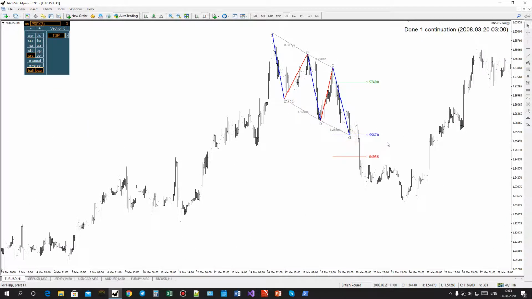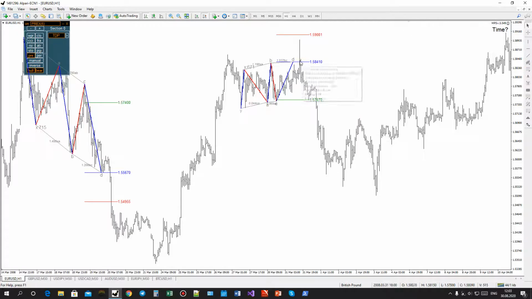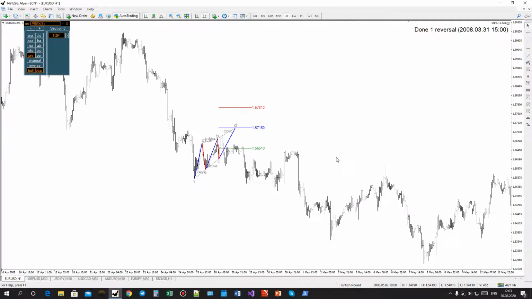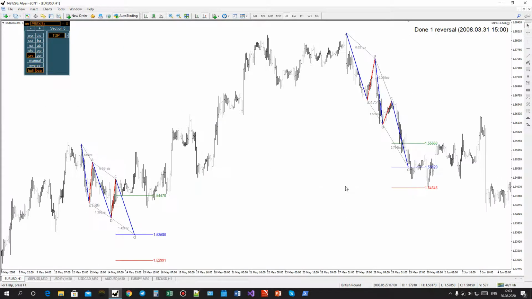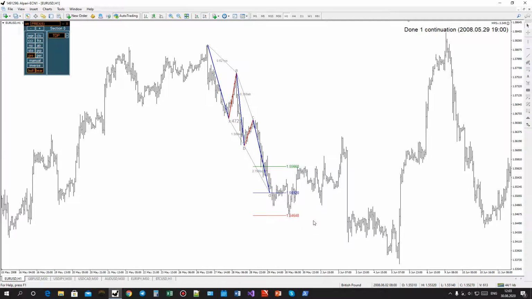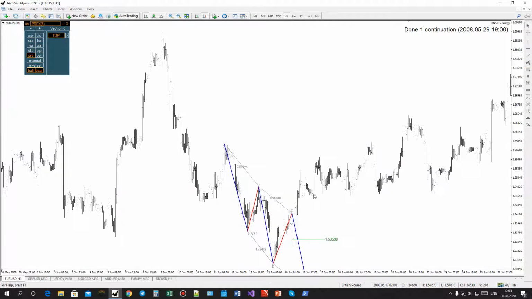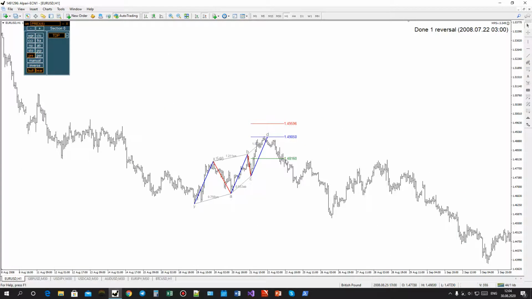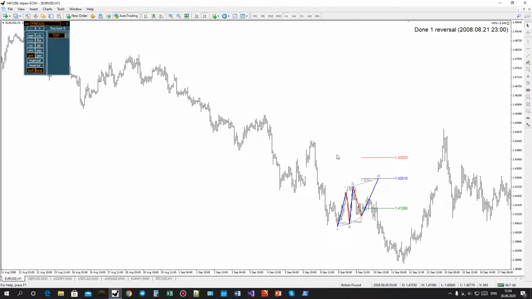It's very important to have invalidated patterns, potential patterns, staying on the chart. This way you can see how often price invalidates the pattern, how often price undershoots the entry, how often price goes to your take profit, to your stop loss, and so on and so forth. So not only completed patterns, but also those that were potential.